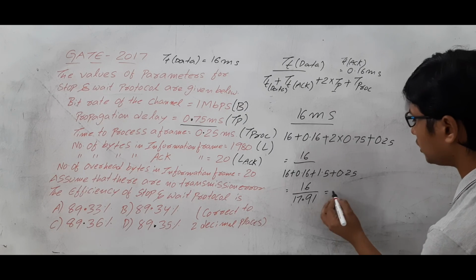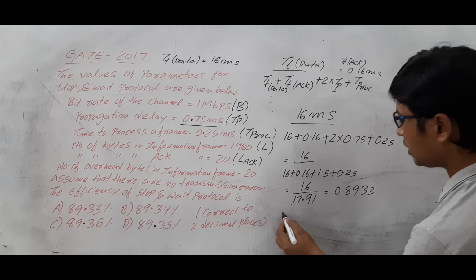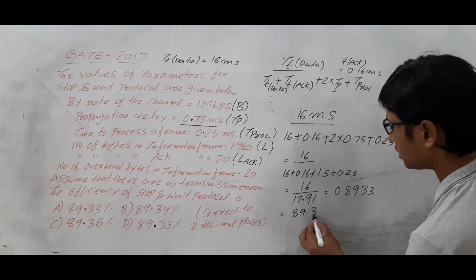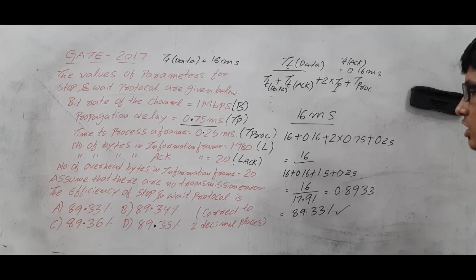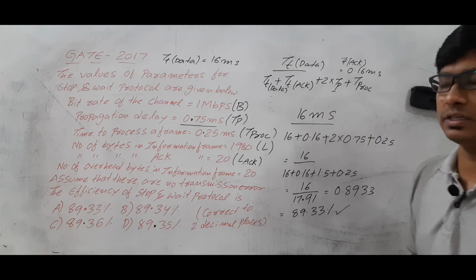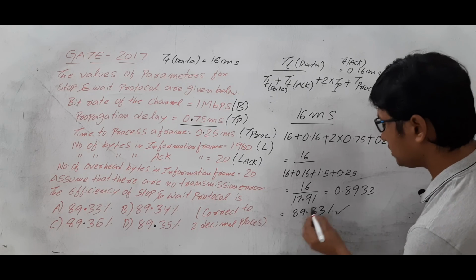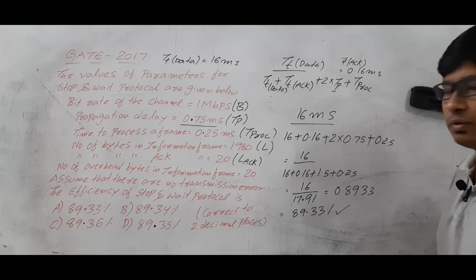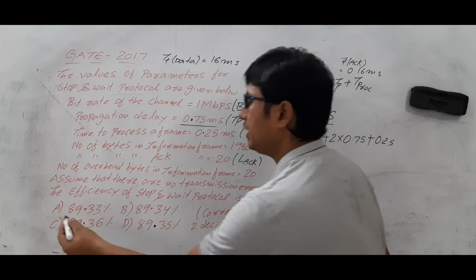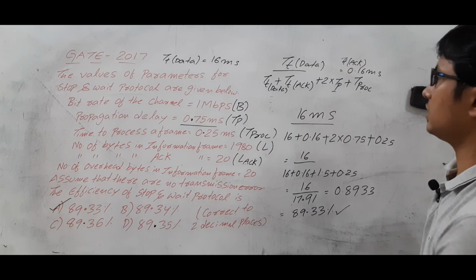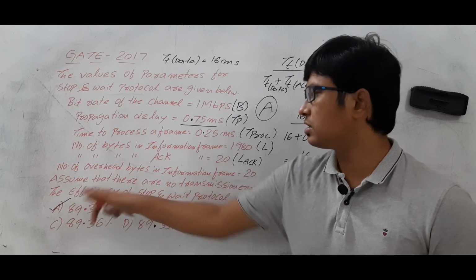If you divide it, you will get 0.8933, which is equal to 89.33% efficiency. Because they have asked us to correct to 2 decimal places, it is 89.33. You can verify this using the calculator, you will get the same value. So the efficiency of the stop and wait protocol is 89.33%, which is option A. So for this question, the correct answer is option A.